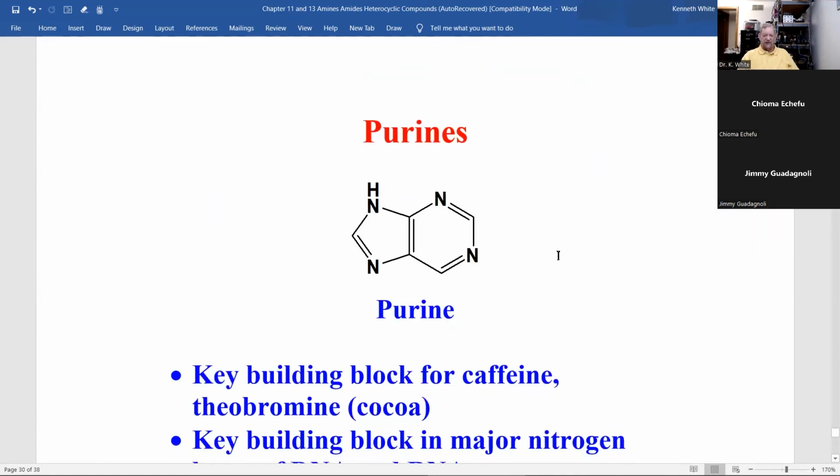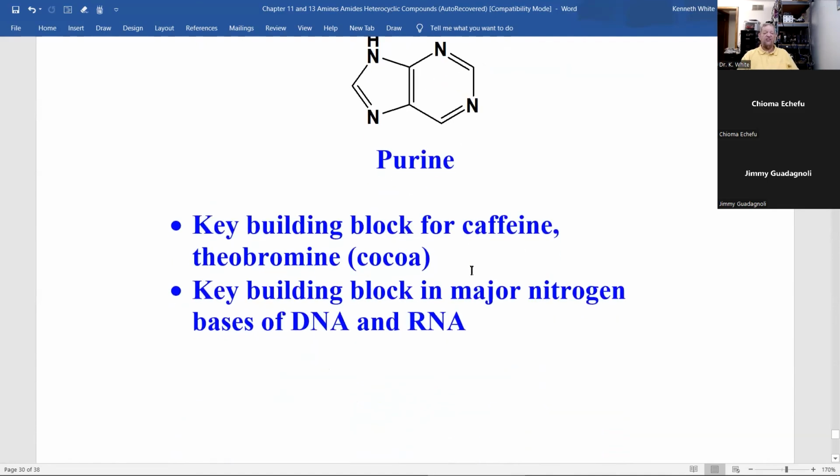Now, these are called purines. And again, heterocyclic, carbons replaced in rings with other atoms, nitrogen or oxygen, in this case, nitrogen. And this is the building block, the skeleton for caffeine. And then if you like chocolate, the key molecule, and I don't know if I'm pronouncing it right, is theobromine. And those are based on purine. It's also part of your DNA and RNA. And again, it's a heterocyclic compound, a ring or rings with carbon and other atoms, either nitrogen or oxygen.